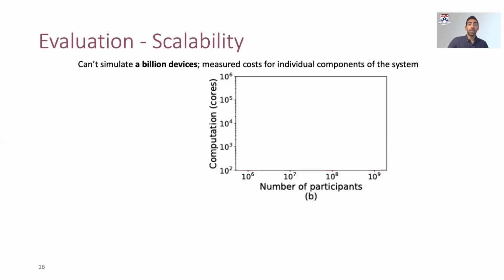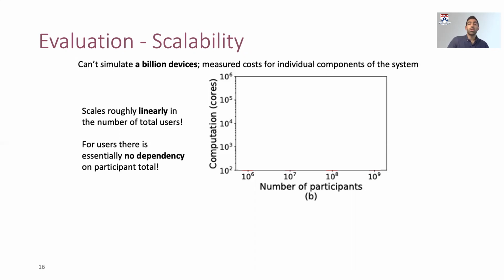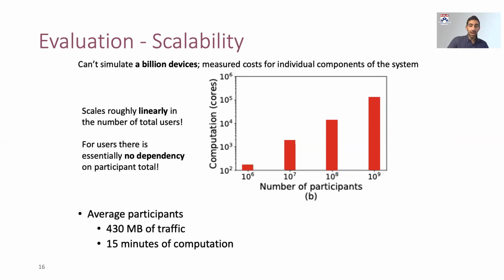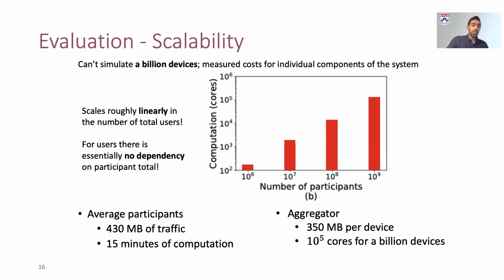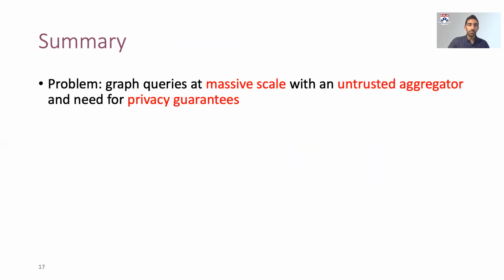We next wanted to estimate costs for up to 1 billion devices for how our system would function. Most of the costs are roughly linear in the number of users, with a small logarithmic factor in the mix. For users, there's almost no dependency on the total number of participants. Now, for instance, the amount of computation the aggregator would need is going to be shown here. The number of participants up to 1 billion is on the x-axis, and computation in cores is on the y-axis. And the aggregator will have access to a data center, so these are costs that should be able to be handled with this linear trend. Some average costs here are as follows for the average participants and for the aggregator per device. The takeaway here is that we can scale up to 1 billion devices.